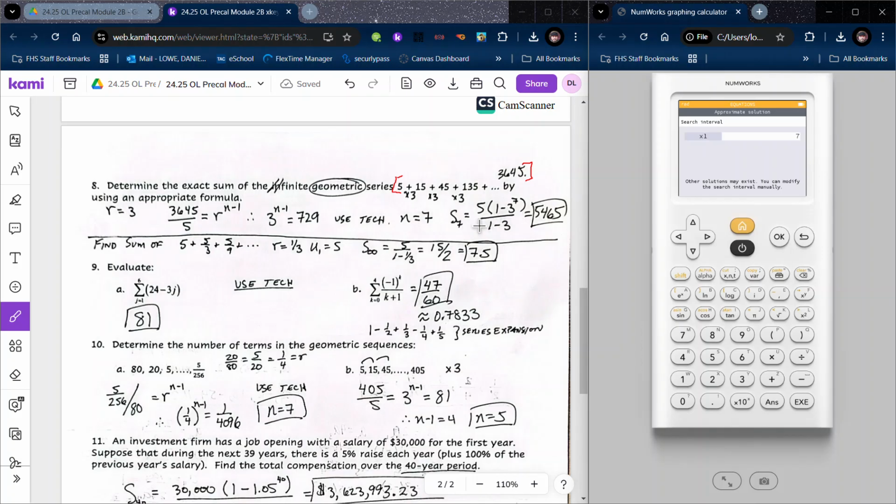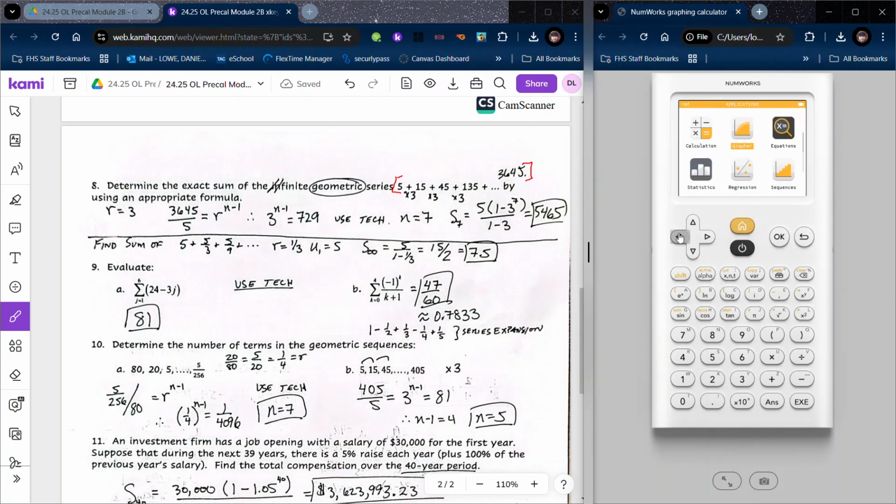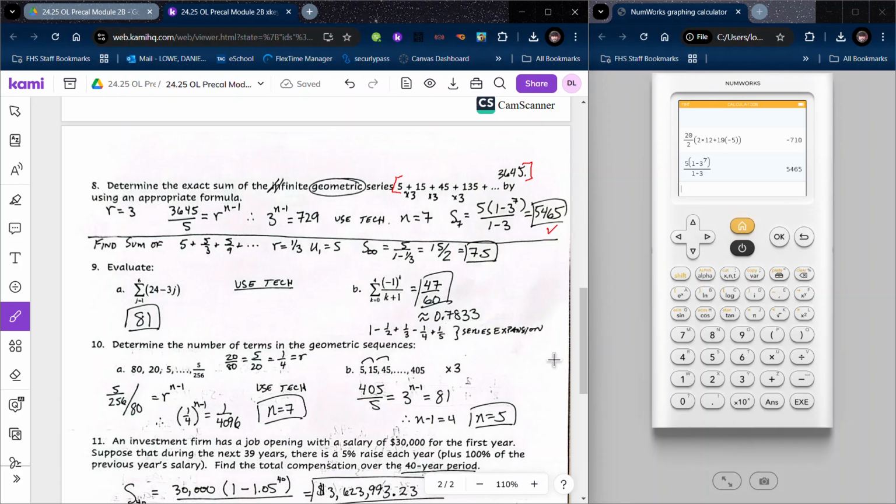Then my sum of the first 7 terms, I have my formula to get that, which is the first term times the quantity 1 minus my ratio raised to the number of terms that I have, all divided by 1 minus the ratio. And when I do that, I get that total sum, which is 5,465.